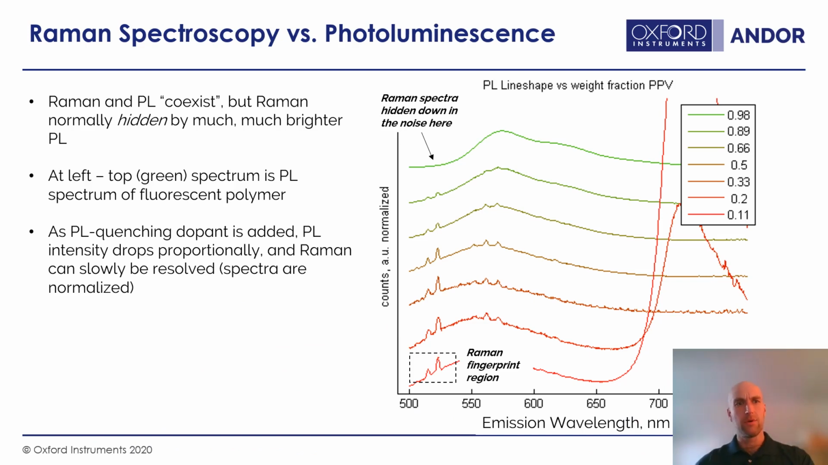To compare Raman spectroscopy versus photoluminescence, I just wanted to show these two. This is a measurement that I made back in grad school. I'd hesitate to even call it an experiment, but there are 2 components here. The first is a conjugated polymer dye, polyphenylene vinylene.